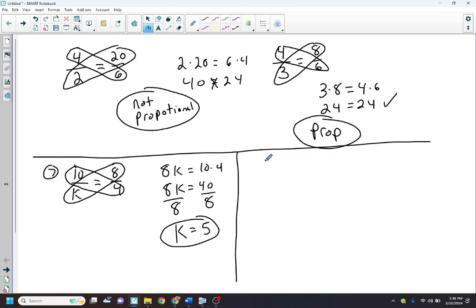So here's another version of the question. Let's say 10 equals x plus 2 equals 6 over 3.